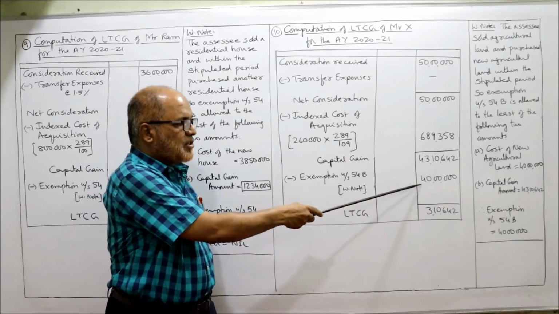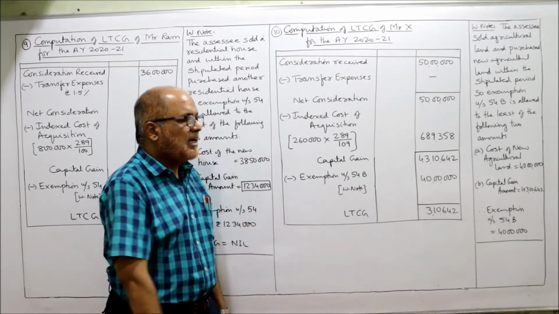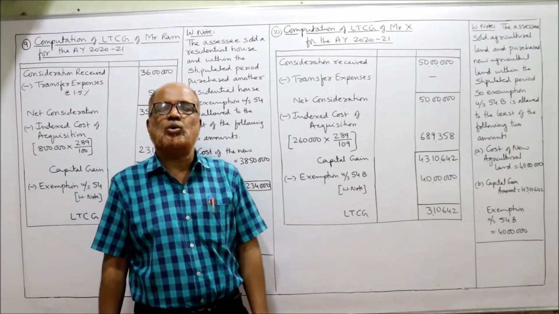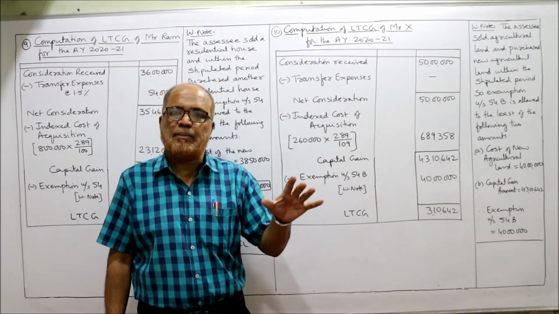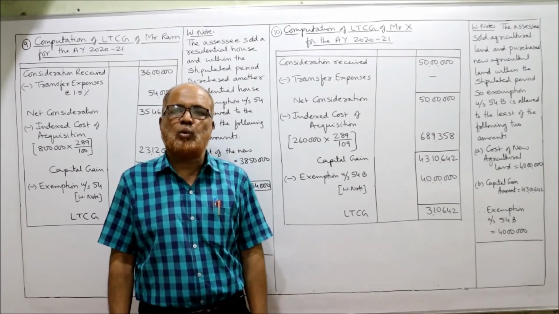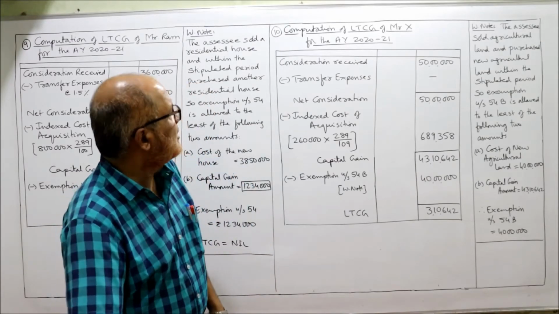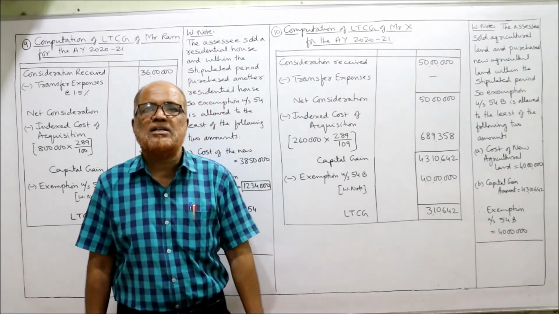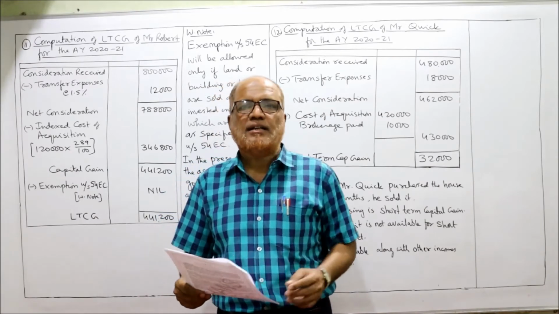For 40 lakh exemption I have taken. Now subtract, 3,10,642. This is the long-term capital gain, which is taxable at a flat rate of 20%. That's it. So this is the end of problem number 10. Now we'll start the next problem.